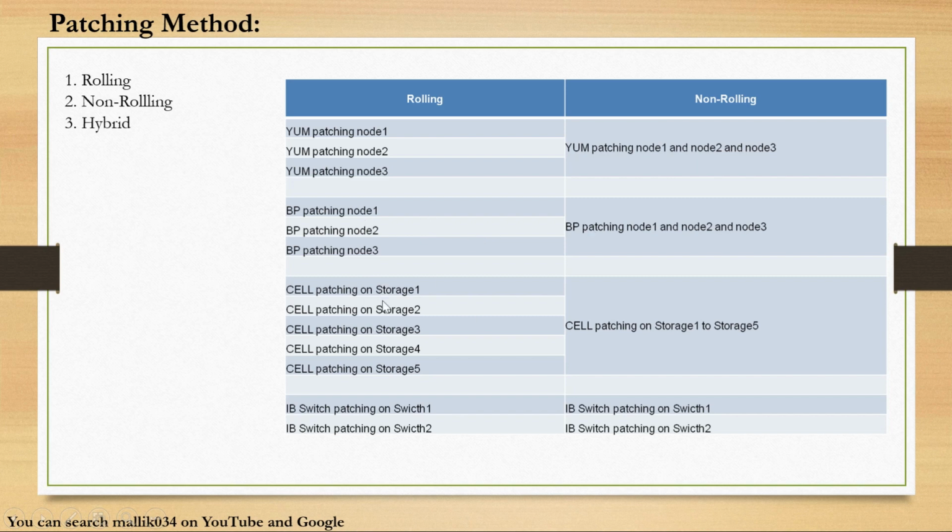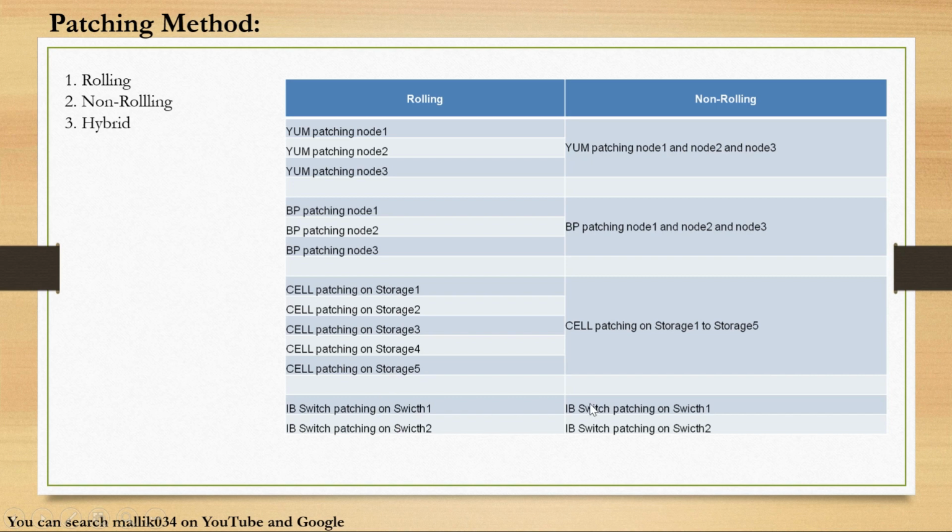And for the storage server also, you can start cell patching on all cell nodes one by one, or you can start all 5 cells at the same time. This is just a rough number I gave. A customer can have 3 cell nodes or 7 cell nodes or 14 cell nodes, whatever it is. I just gave it as an example here.